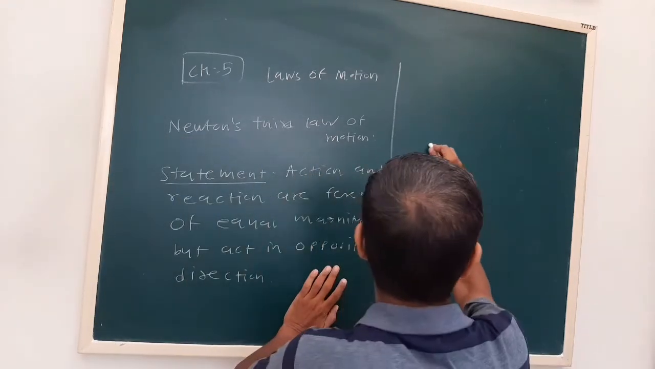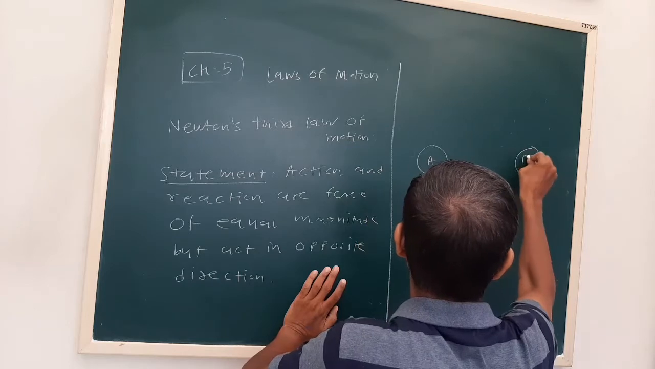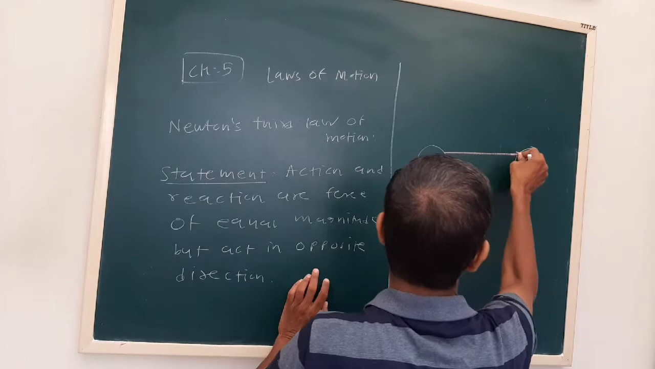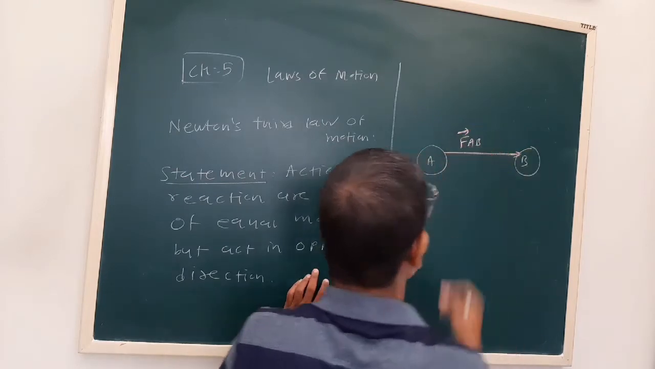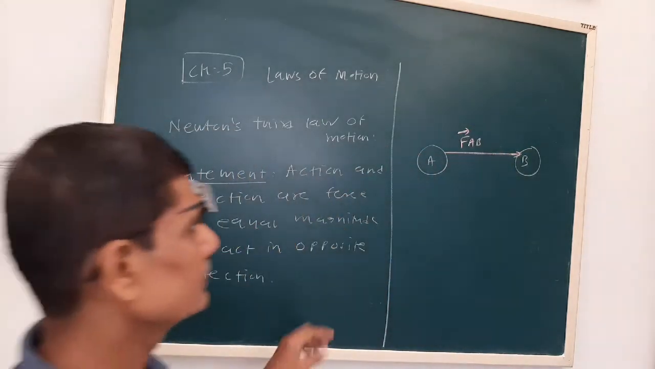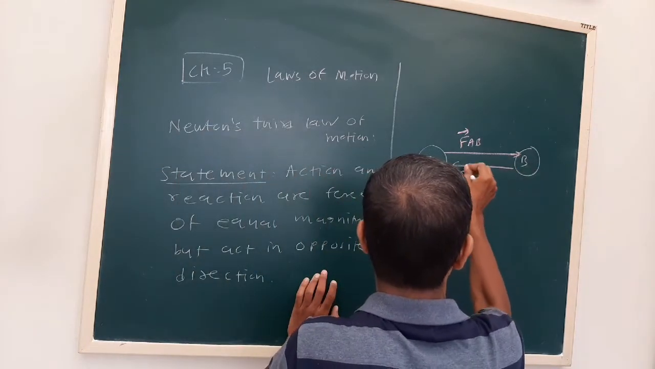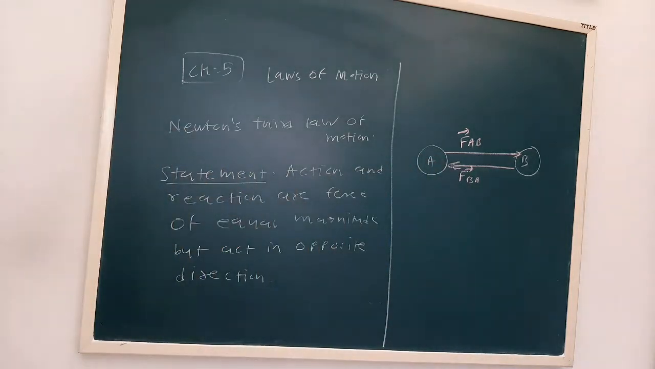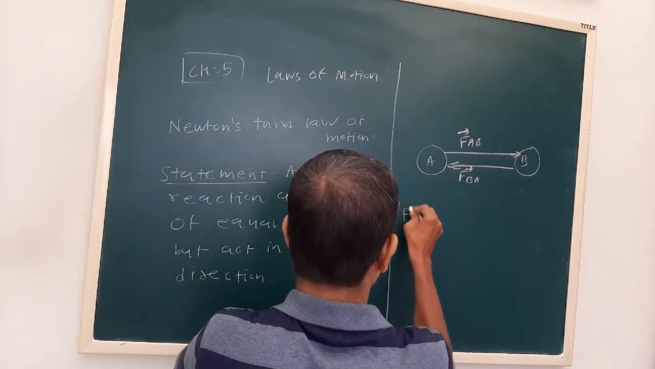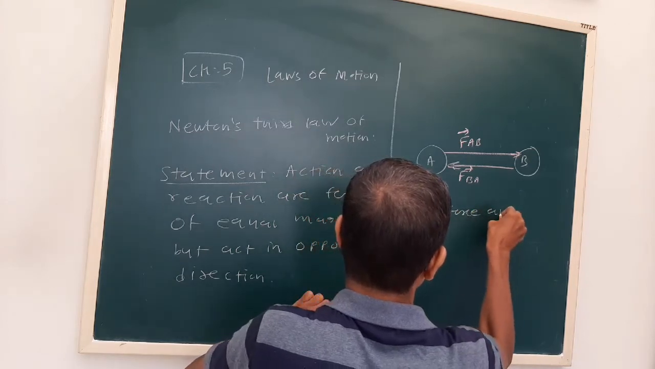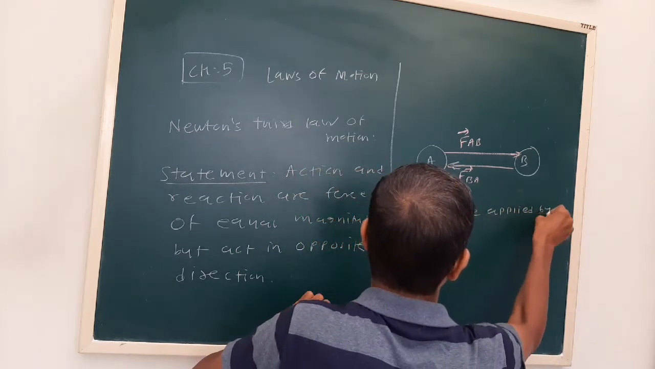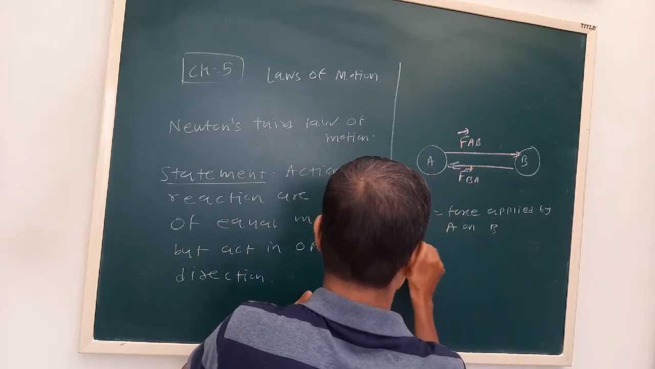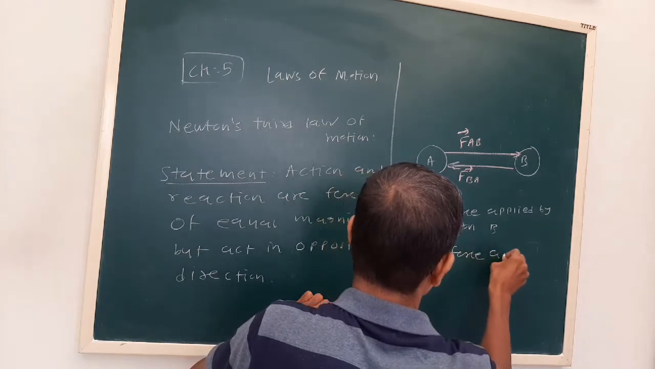Consider the interaction of two bodies A and B. Let us say FAB is a force applied by A on B, then FBA will be the force applied by B on A. So we define FAB as the force applied by A on B, and FBA as the force applied by B on A.